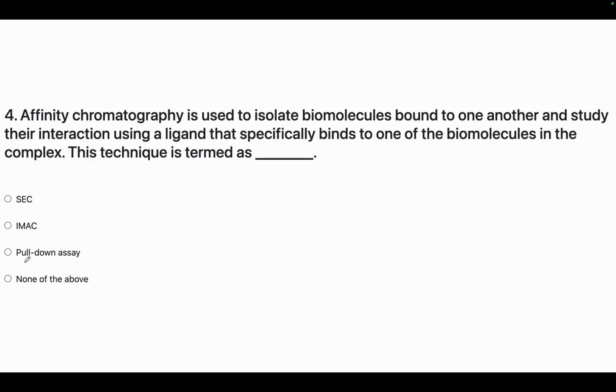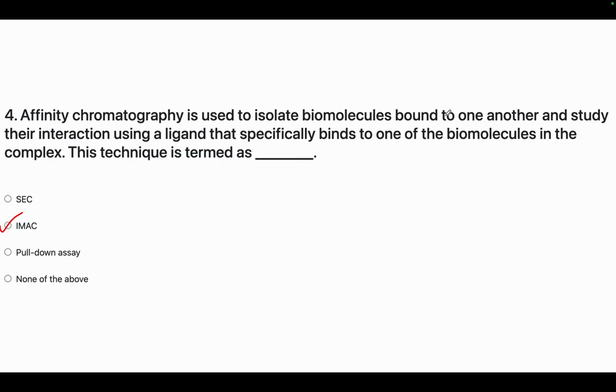Affinity chromatography is used to isolate biomolecules bound to one another and study their interaction using a ligand that specifically binds to one of the biomolecules in the complex. This technique is termed as DASH. So, is it SEC? No. Is it IMAC? IMAC is a very specific form of affinity chromatography, so this is one of the right answers. It is called immobilized metal affinity chromatography, which we will discuss later.